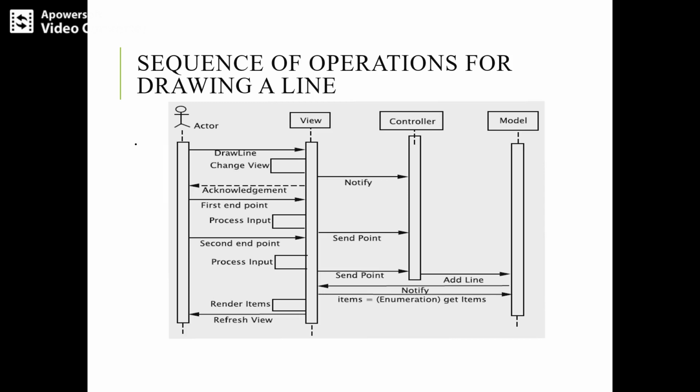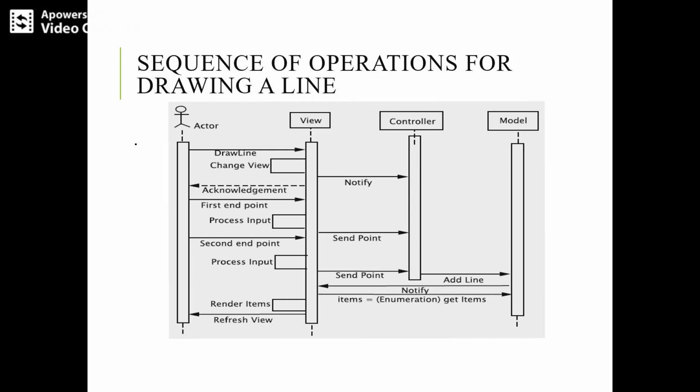In the MVC architecture, the sequence of operations is very simple. The actor will always ask the view to draw a line. In that there is a change view option, which says whether the view is going to change or not. That is then notified to the controller. Then an acknowledgement is returned to the actor. The dotted arrow line is the acknowledgement which responds from the system.